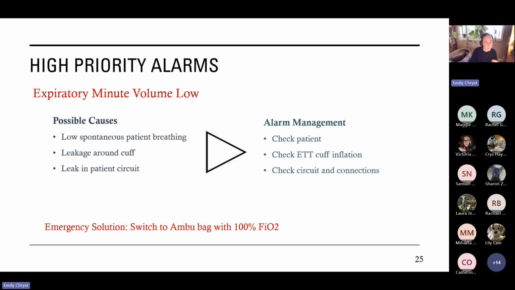We're going to check our patient. We're going to make sure that our patient's breathing, particularly if they're in a spontaneous ventilator mode. We're going to check endotracheal tube cuff inflation, and we're going to check the circuit and the connections. And again, in an emergency, particularly if our patient's not doing well, we are switching to an ambu bag with 100% FiO2 and breathing for that patient with the ambu bag while we troubleshoot that alarm further.